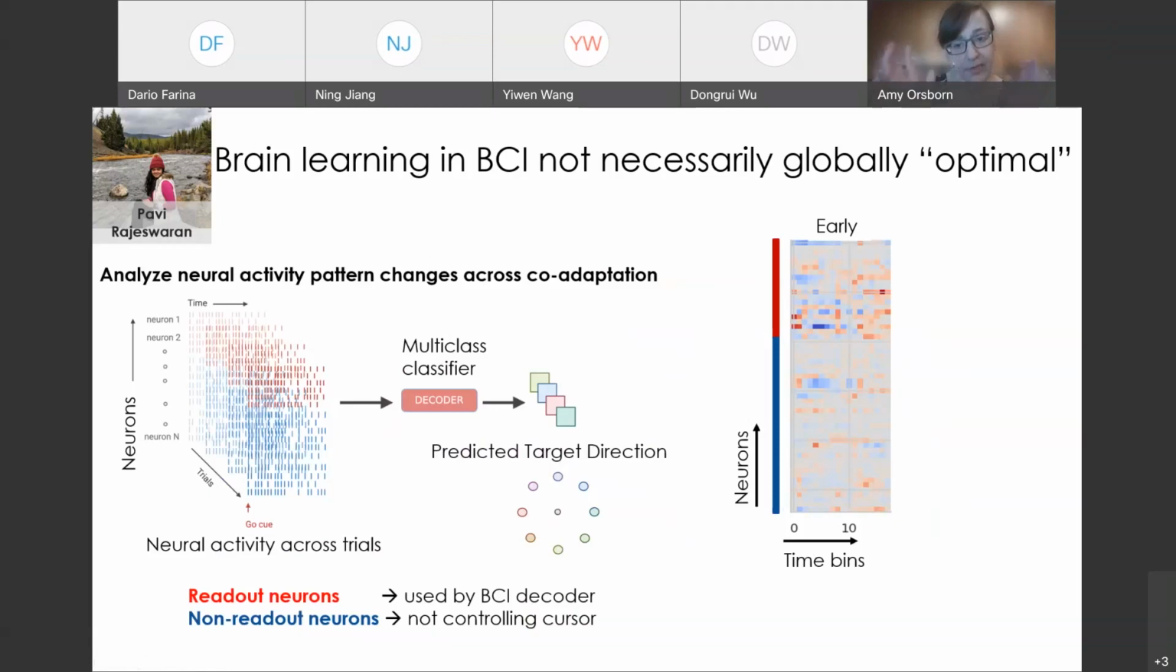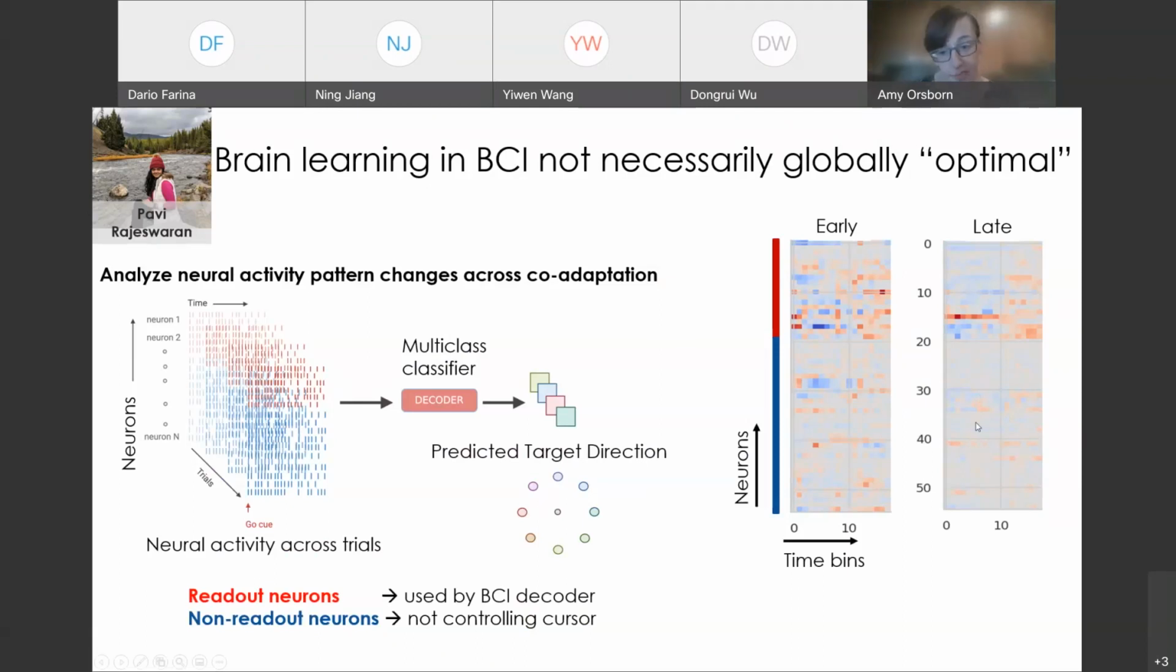If we compare this coefficient matrix in an early session to the coefficient matrix in a late session, we can see very clear changes in the representation. There are two key things I want to point out. First, the non-readout neurons quickly start to deactivate, so they no longer generate reliable firing patterns of activity. This has been observed previously and suggests the brain does seem to solve this credit assignment problem of figuring out which neurons are mapped to the BCI.